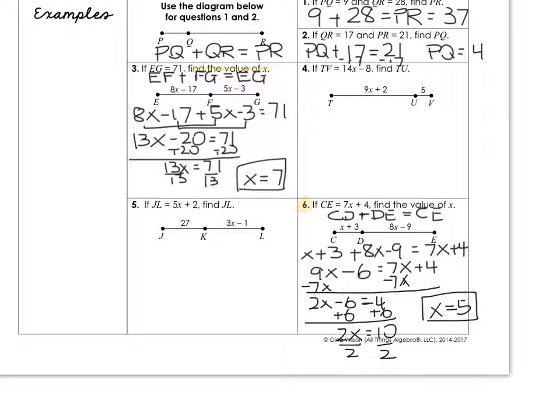Let that digest. Look at them again. We're going to try the other two.